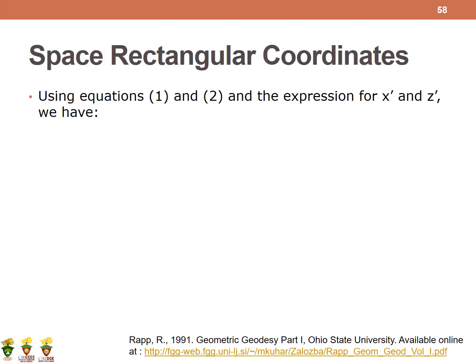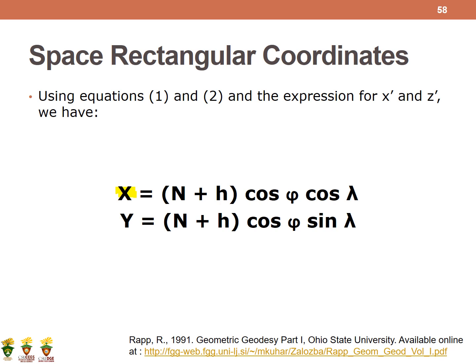So using equations 1 and 2 that we derived earlier for x prime and z prime, we now have the formula for x. X is equal to N plus ellipsoidal height times cosine geodetic latitude times cosine longitude. And for y, we have N plus ellipsoidal height times cosine latitude times sine longitude.